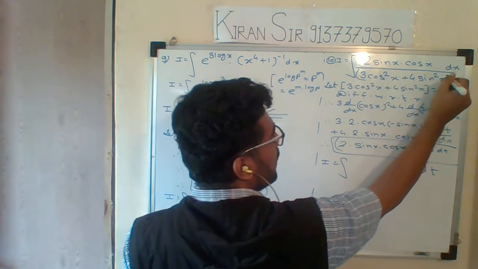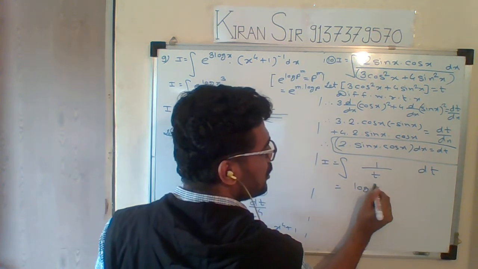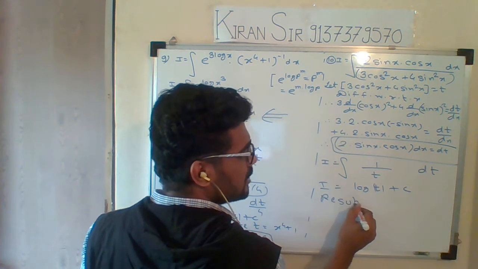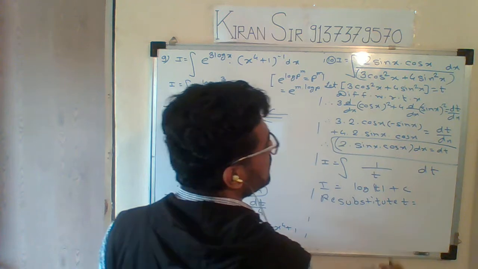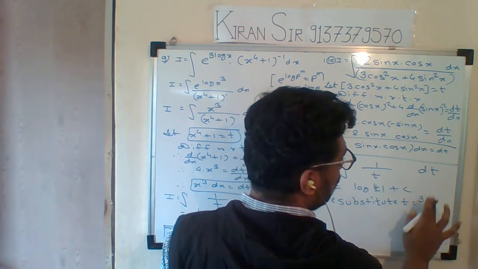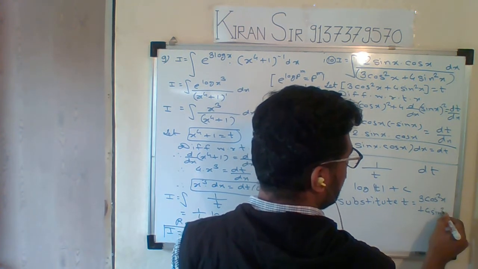And what is the whole denominator, students? The whole denominator is t. What is the integration of 1 upon t? Log t. That means the easiest numerical. Now the last step, you know that: resubstitute. Resubstitute t equals, what is t? That you have written over there: 3 cos square x plus 4 sin square x.